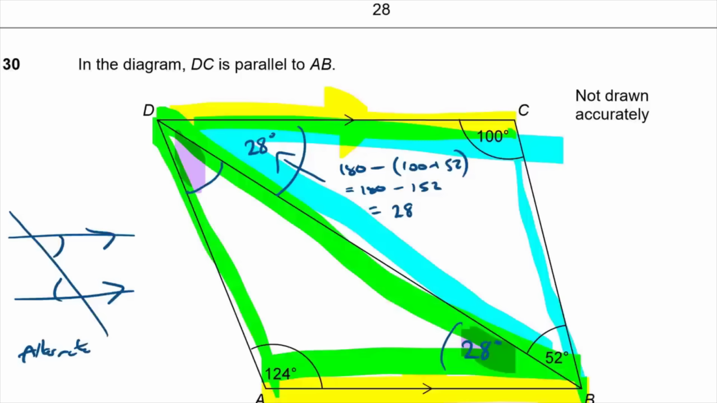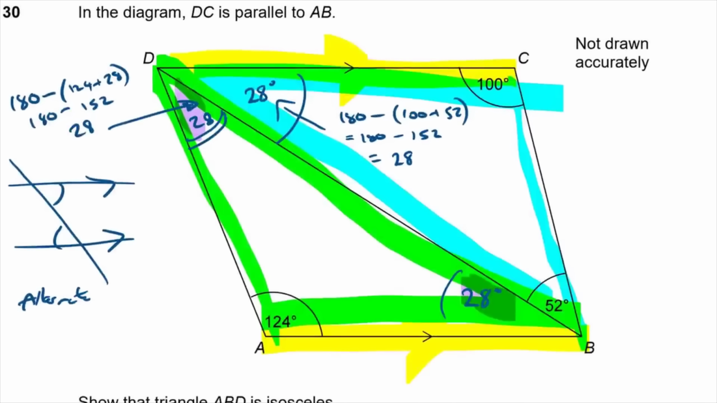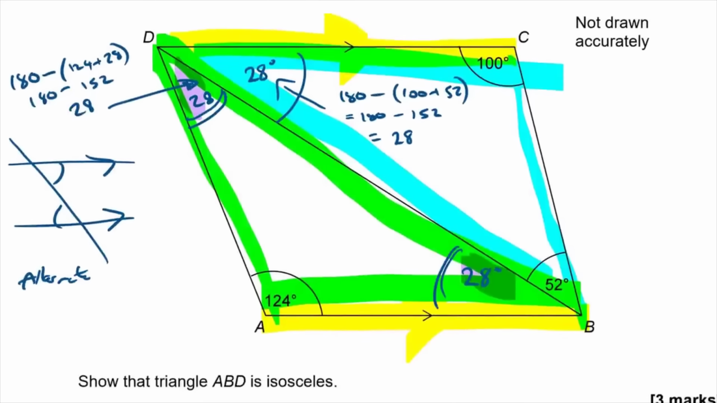So then this angle up here then, again, is going to be 180 subtract the other two. So 180 subtract 124 plus 28. So 124 plus 28 is what? 124, 144, 152, isn't it? 180 minus 152. Oh, look, that's equal to 28 as well. That's also equal to 28. Okay, so we've shown then that both angles are 28 and therefore is isosceles.